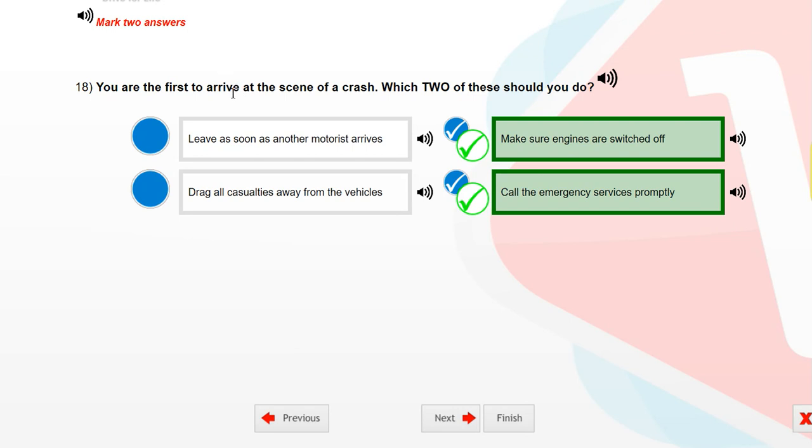You are the first to arrive at the scene of a crash. Which two of these should you do? Make sure engines are switched off. Call the emergency services promptly.